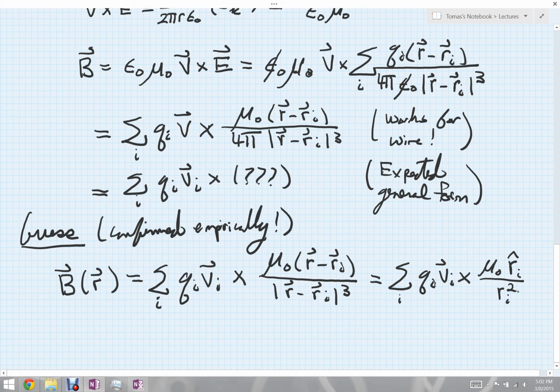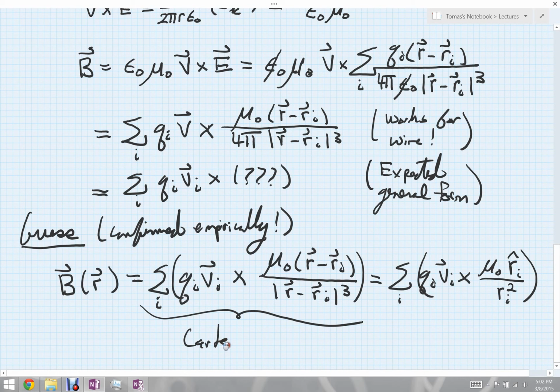So those are several forms now for the Biot-Savart law, right? This is for the case of either Cartesian or a trig form. So put parentheses here so we see how the parentheses work. Right, so this is Cartesian. This is trig.